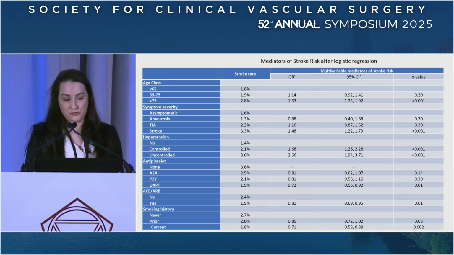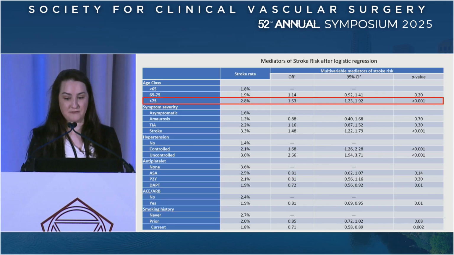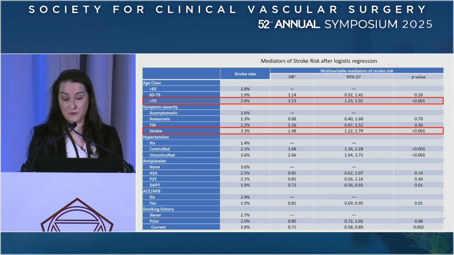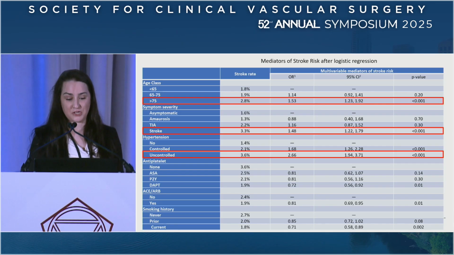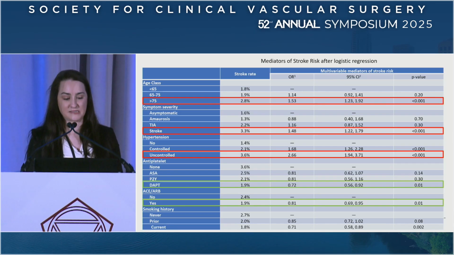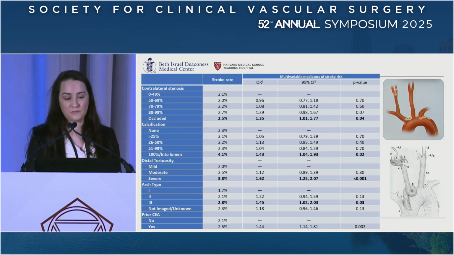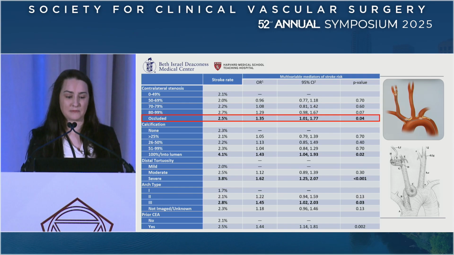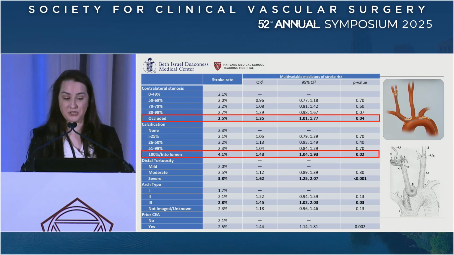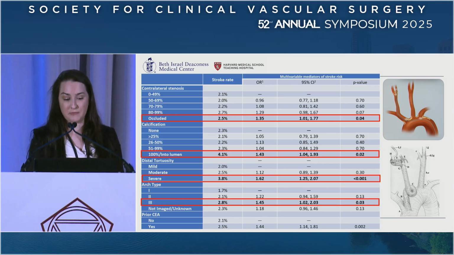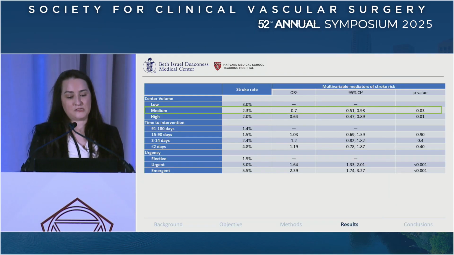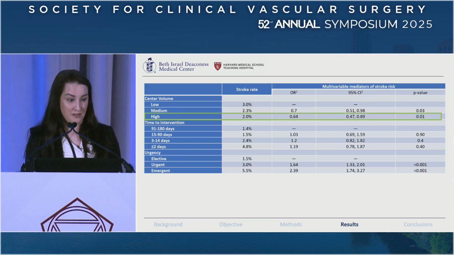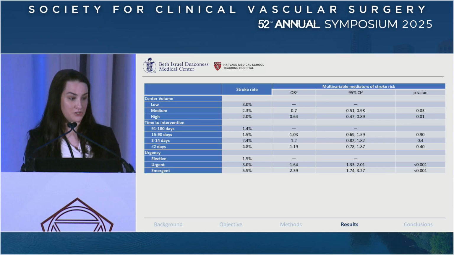Using standard regression tools, we found several important mediators of stroke risk. These included age greater than 75, a preoperative stroke, uncontrolled hypertension, while use of DAPT and ACEs and ARBs were protective. We also found several important anatomic mediators of stroke risk. These included contralateral occlusion, severe calcification, and distal tortuosity, as well as arch type. Prior CEAs were also notably associated with increased risk. We also found that center volume was a mediator of risk, as was the urgency of the procedures.